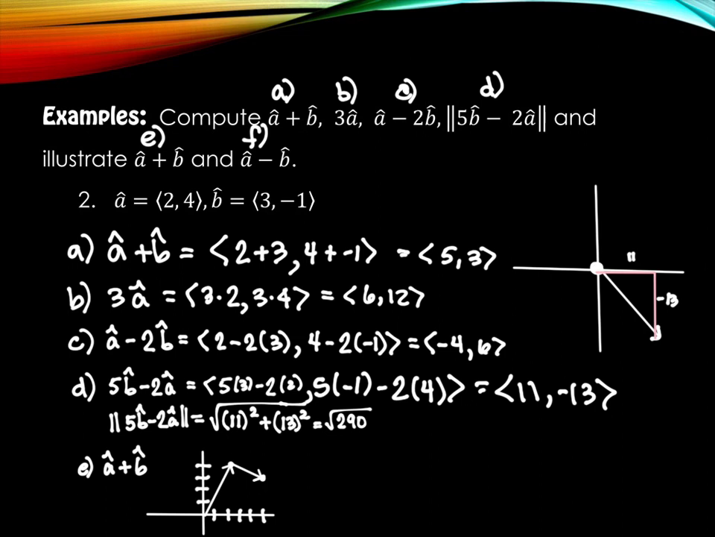We did A plus B numerically above. What was our answer for A plus B numerically on part A? 5, 3. Did we end at 5, 3? Yes, we did. We ended here at 5, 3. So visually, this is the resulting vector, or the resultant vector, right here, this pink one.